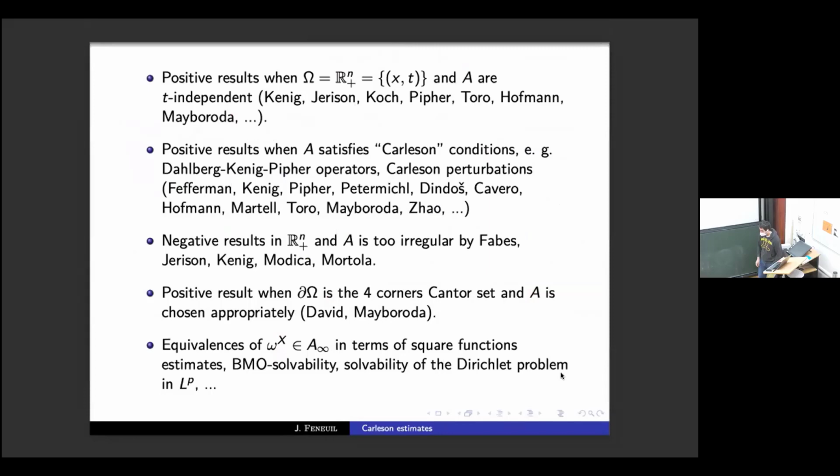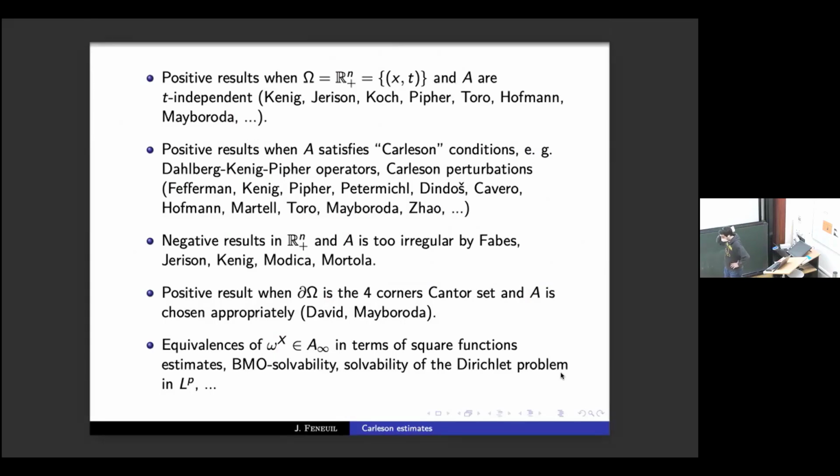So this was for the domain. So what about the operators? The operators are always in divergence form, so in the form minus divergence of A gradient. So what about the condition on the gradient? So we have positive results.